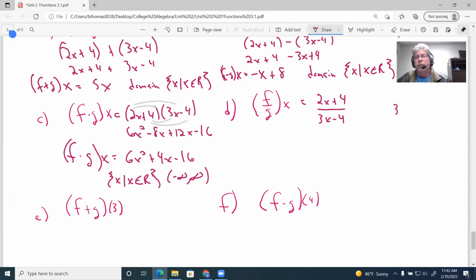So what we did is we set 3x minus 4 equal to 0 and solve for x. So 3x would equal 4. Therefore, x would equal 4/3. So that basically means x can't equal 4/3. So as far as the domain goes, the domain is going to be the set of x's such that x cannot equal 4/3. That's kind of how we write that in set builder notation.